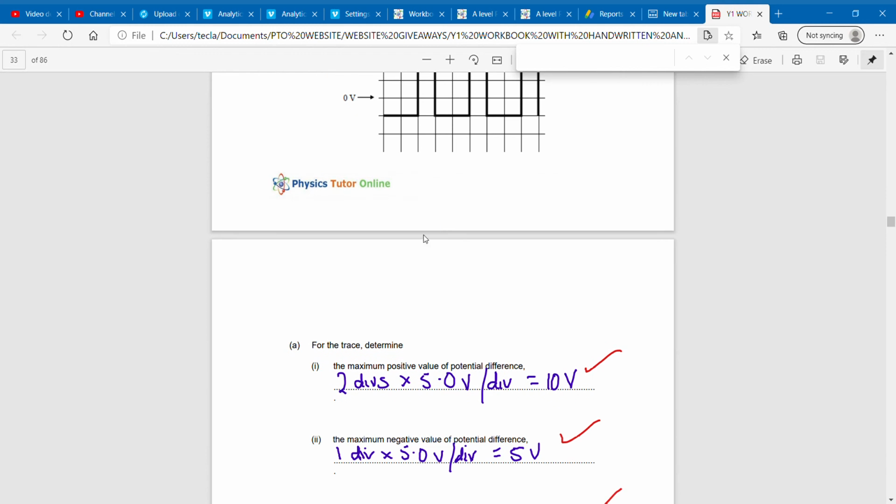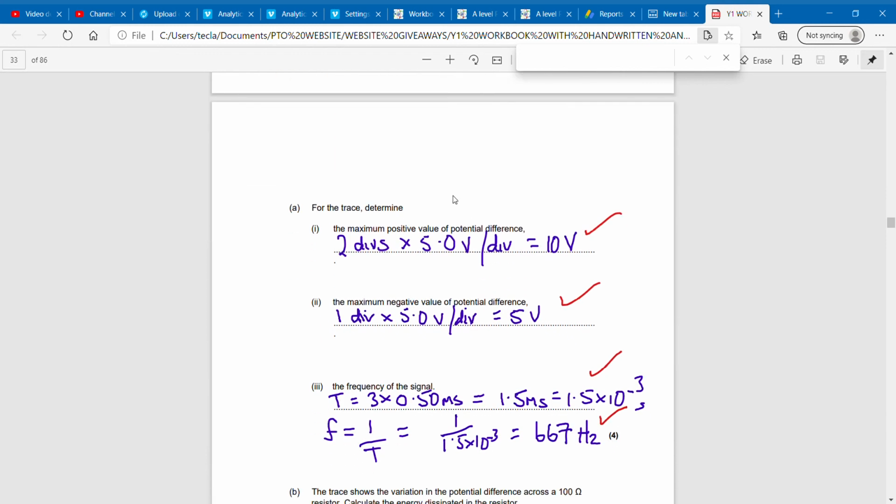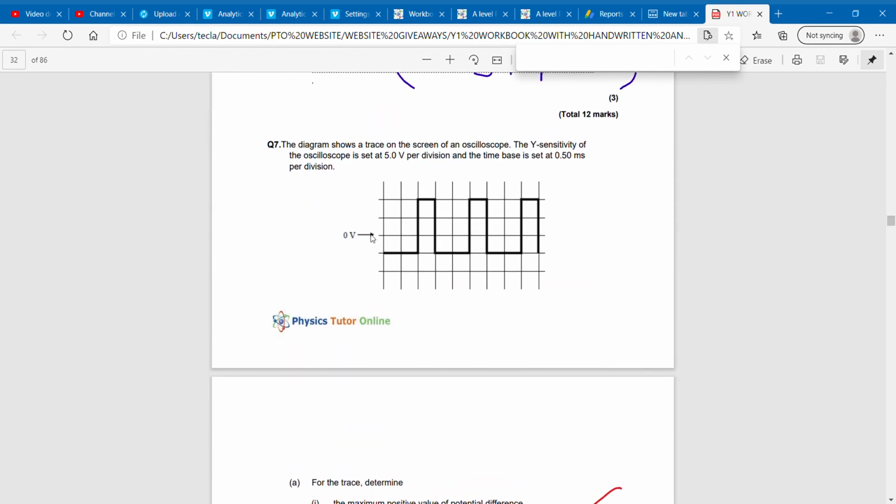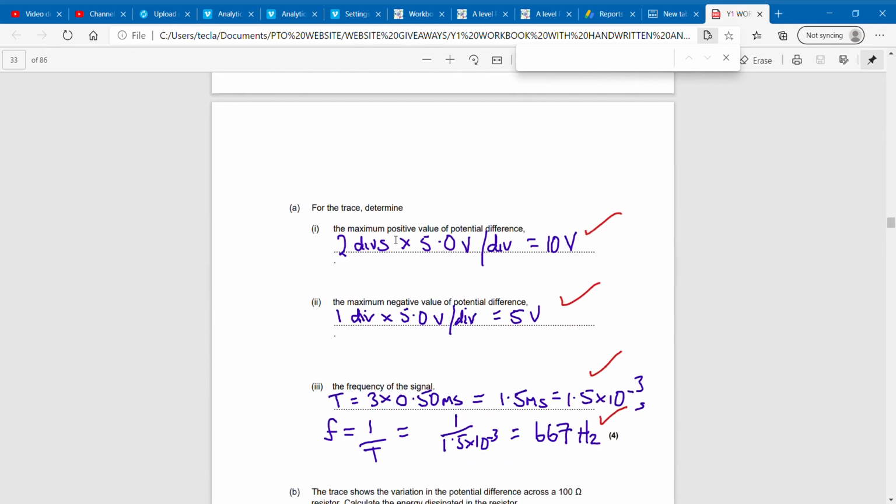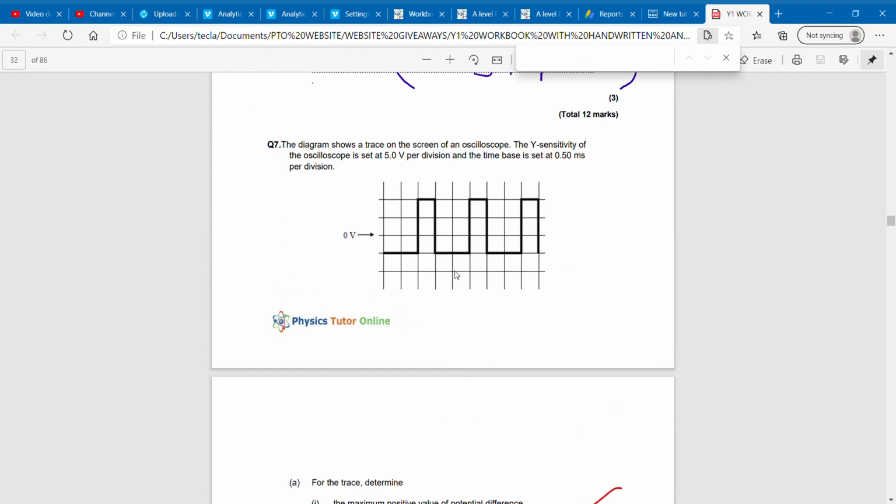So for the trace, determine the maximum positive value of potential difference. So this is the 0 line here. Then we've got 2 divisions at 5 volts per division. So it's simply 2 times 5, which equals 10 volts. That's a mark. Part 2, the maximum negative value of potential difference.